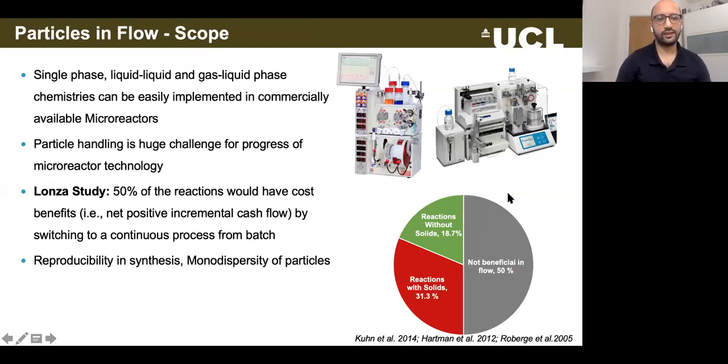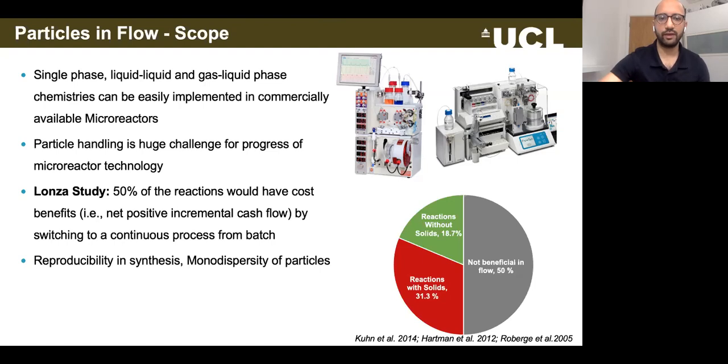So the single phase and liquid-liquid or gas-liquid phase chemistries can be easily done in commercially available microreactors. The microreactors are not a new concept. So now we can buy microreactors from different companies, which we can use to do liquid-liquid or gas-liquid phase reactions. They are used in academia as well as industry. But the main problem with the microreactor technology now is the huge challenge of processing solids, solid particles.